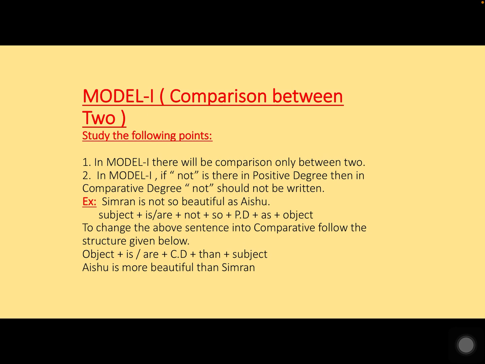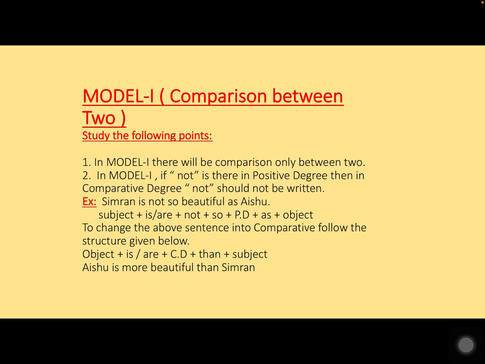Okay, so now let us name it as model 1. So this is one type, model 1. In model 1 there will be comparison only between two things, so remember that. And in model 1, suppose in the positive degree sentence, if not is there, then when we are changing it into comparative degree, not should not be written. So if in positive degree not is there, remember in comparative degree not will not come. So remember it in that way.